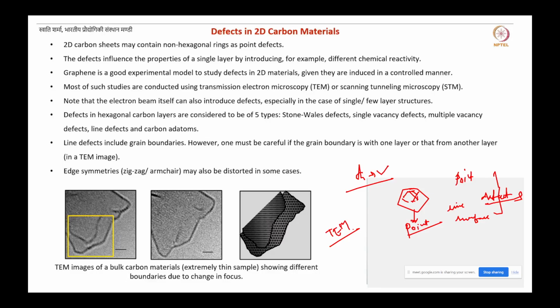Electron beam can also introduce defects, right? Especially in the case of a few-layer structure, it is important because it is just a single layer or a very thin sheet. When you use any electron beam or similar technique, that can also affect the structure if you have a very thin single or few layers. So it can also introduce or induce defects in your material.